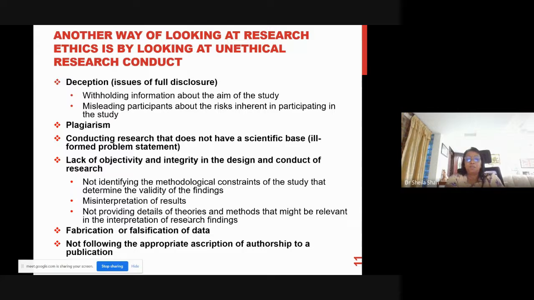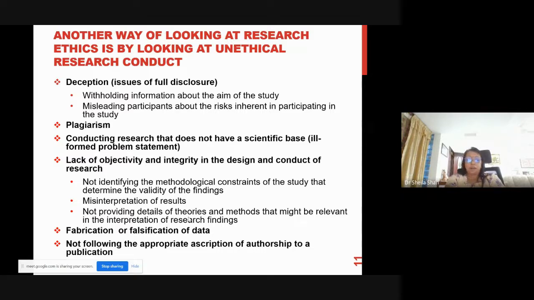Not providing detail of the theory or method that is relevant to the interpretation of research findings. This is very common. No theory behind it. Fabrication or falsification of data. Not enough data, they simply put in numbers just to show that that is the data. Fabrication makes the data look very nice. But if it's a real statistician, they will know whether you cheat or there's real data.